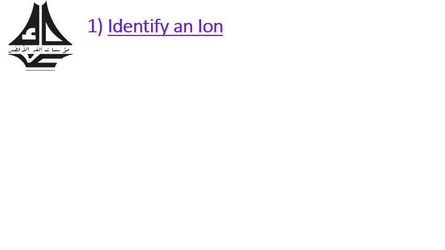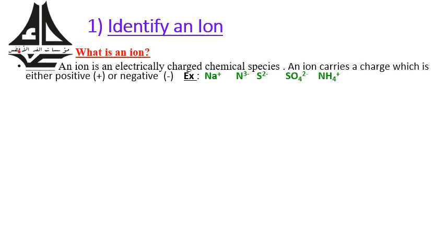Objective number 1. Identify an ion. What is an ion? An ion is nothing but an electrically charged chemical species. An ion then carries a charge which is either positive or negative. Example, Na+, N3-, S2-, SO3 2-, NH4+.